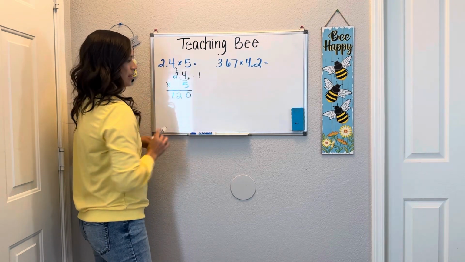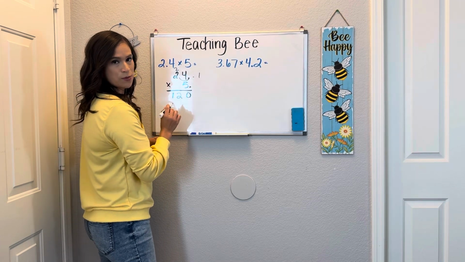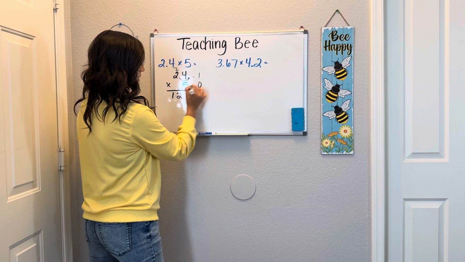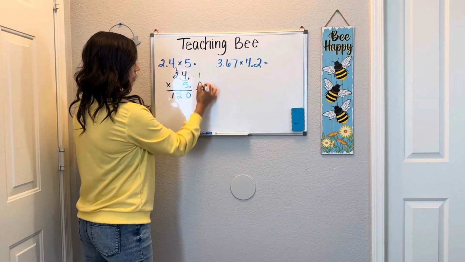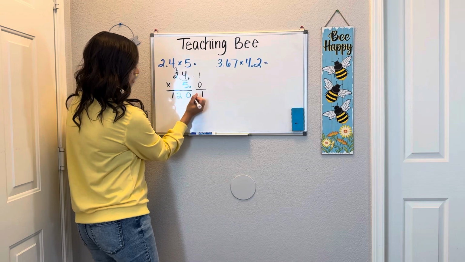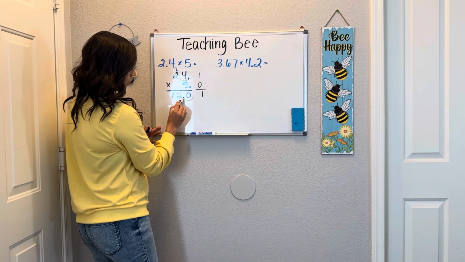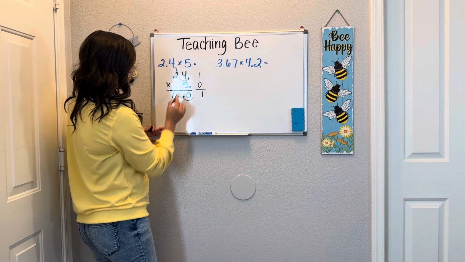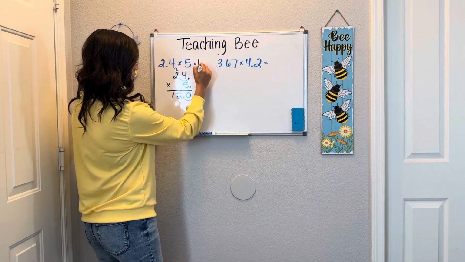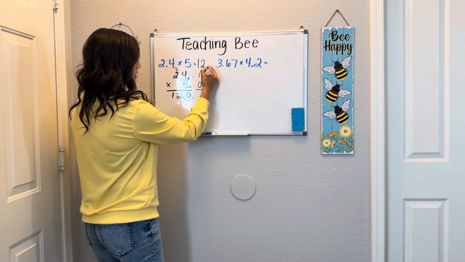Our 5 is already a whole number. There's always an invisible decimal right there. So we have 0 spaces to make it a whole number. So all in all, we have one move that we did. So our answer starts as a whole number, and we are simply going to move it over one spot. So our answer is going to be 12, or if you want to keep and use your decimal places, 12.0.